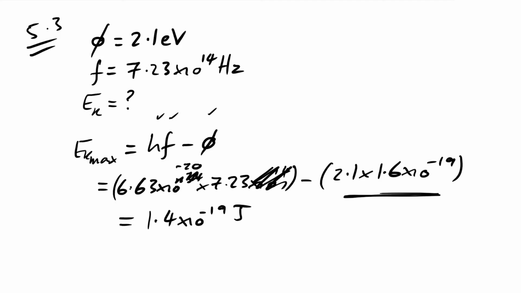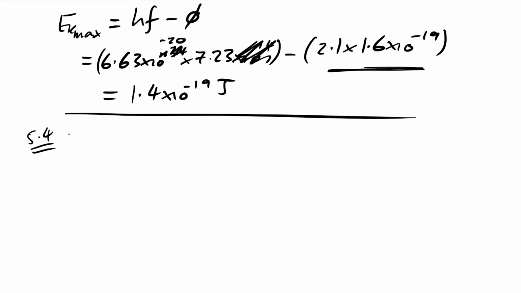I was probably a bit naughty doing that phi in one go. Probably should have calculated it first, just to make sure that I can get that mark. If I do that, 2.1 times 1.6 times 10 to the minus 19, I end up with 3.36 times 10 to the minus 19 joules. That's the work function. Okay, 5.4, we're being asked to find out the stopping potential.